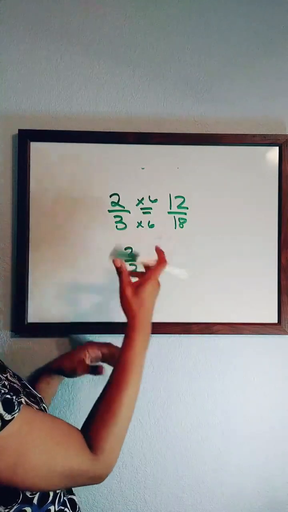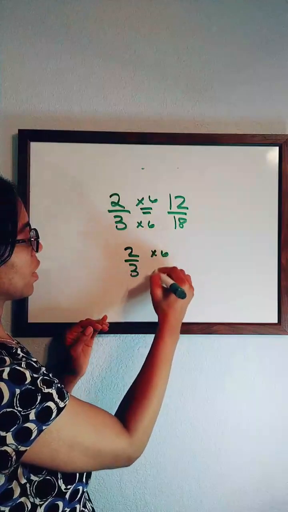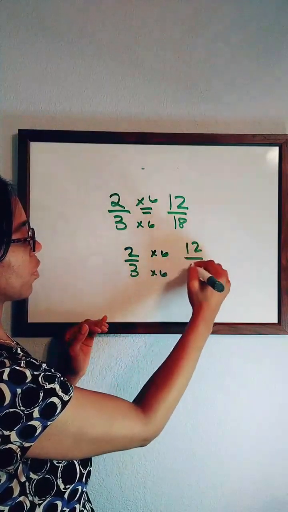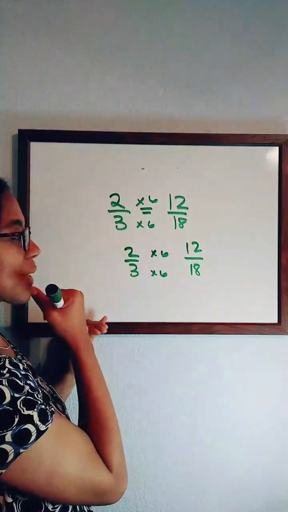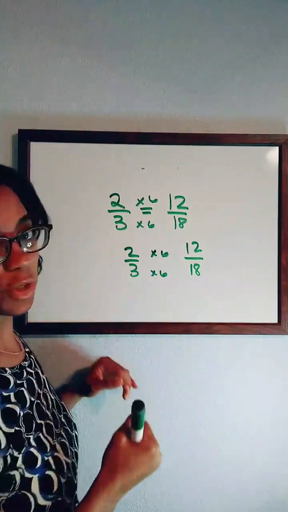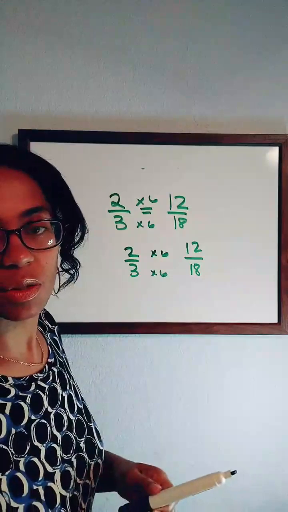Because it's 12, it's times 6 and times 6, so it's 12 over 18. Is it times 3? It would be times 3. So yeah, it would be 4 and 6, you're right, because I have to do times 3.